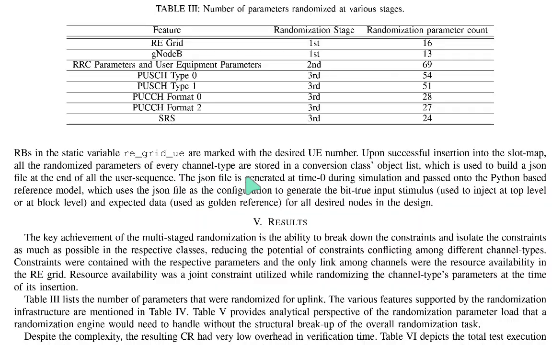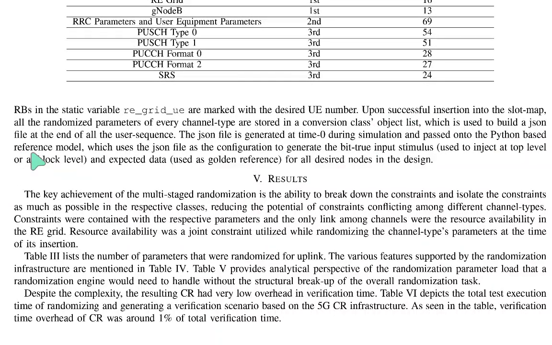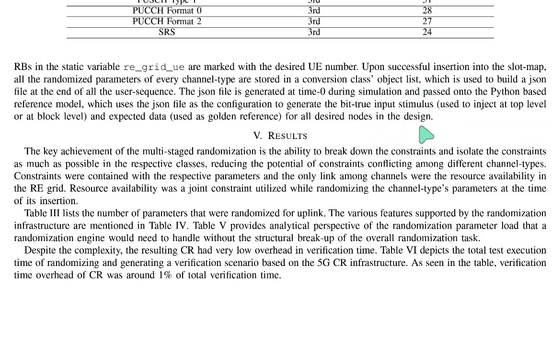This JSON file is generated at time 0 during the simulation and passed on to a Python-based reference model, which uses the JSON file as the configuration to generate true bit input stimulus. Use the injection at top level or at block level, and expected data is used as a golden reference for all desired nodes in the design.